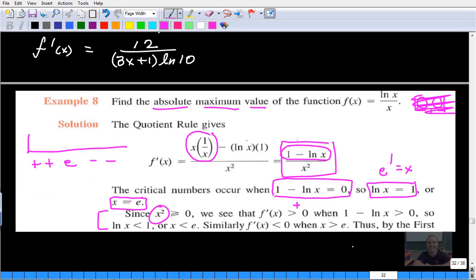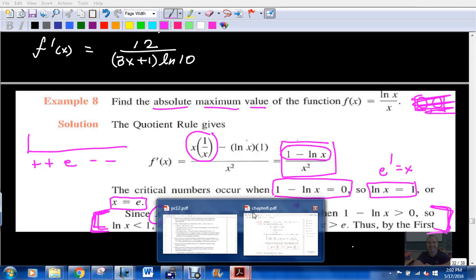Okay? Again, I just want to show you this. This is the way they work it out, which is fine. I think if you did sign analysis and even just put the factor there, and x squared is positive, just find out using test values where this is negative and where this is positive. Okay, so the absolute maximum value: you plug e into here, and then you get your value.